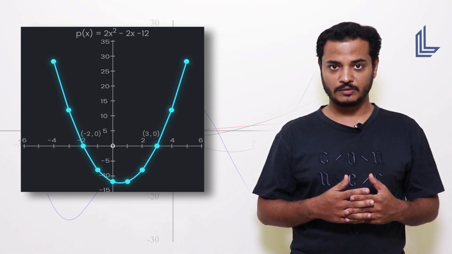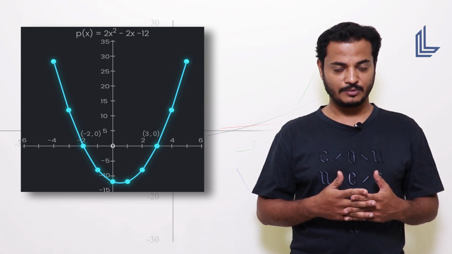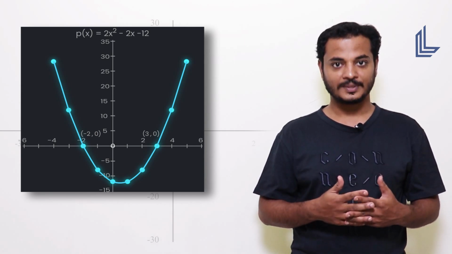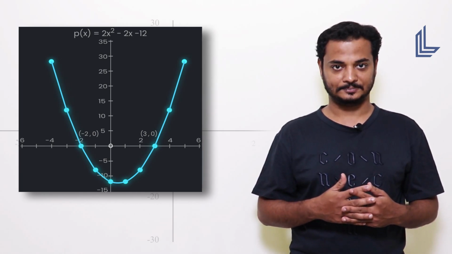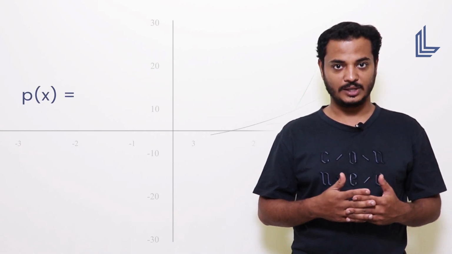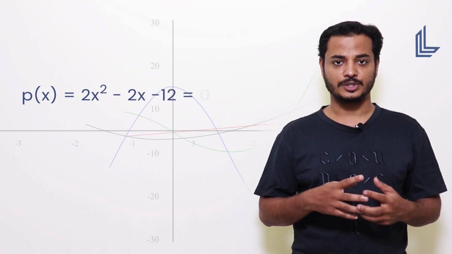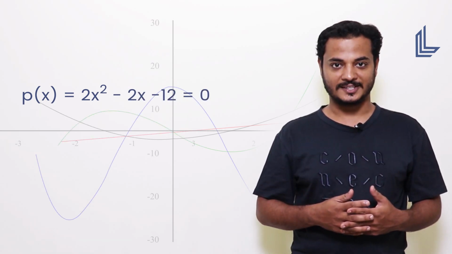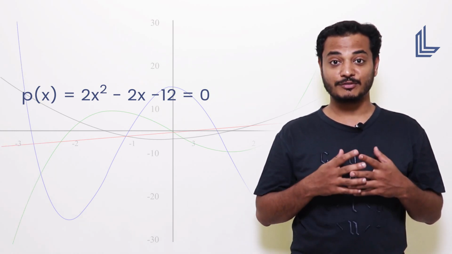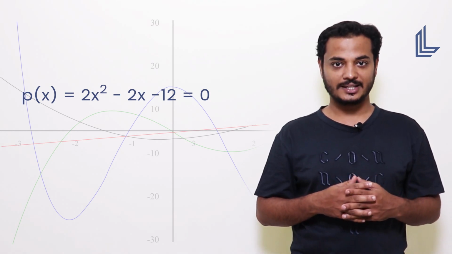Let's confirm these results algebraically as well. So, how do we solve it? To find zeros of the polynomial algebraically, we have to equate the polynomial to 0 and then solve for x. So, when we do that, we get p of x equals 2x squared minus 2x minus 12 equal to 0. How do we go about solving this? This is something that you have done in your previous grades. You need to factorize this expression. And how do you do that?